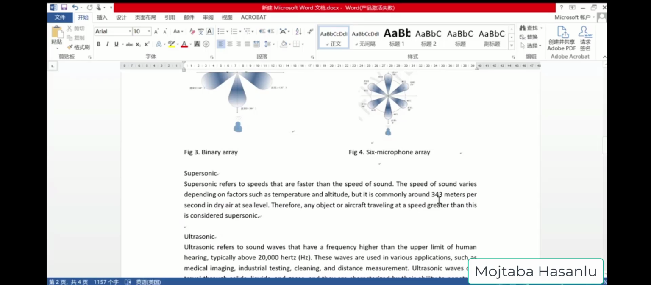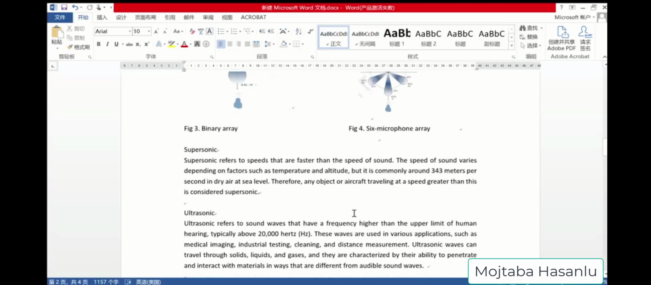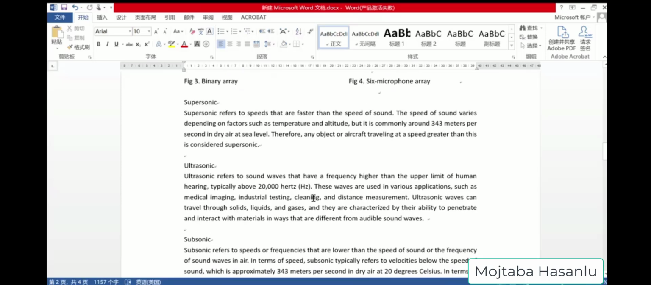And I'm now going to talk about some very simple definitions of some acoustic keywords. First is supersonic. Supersonic just refers to a speed that travels faster than the speed of sound, faster than 343 meters per second. And ultrasound means sound that travels at a frequency higher than the upper limit of human hearing, higher than 20,000 hertz.